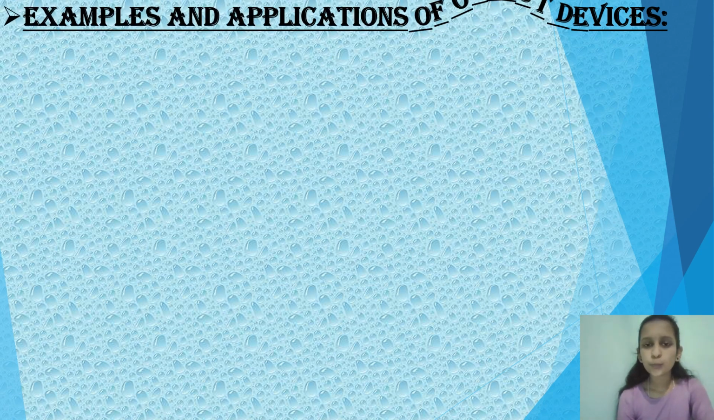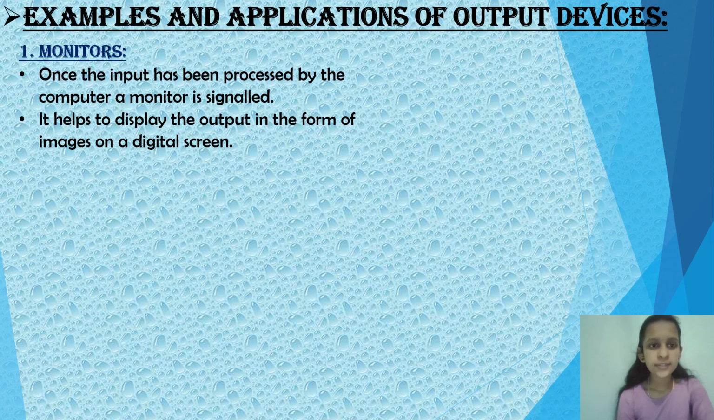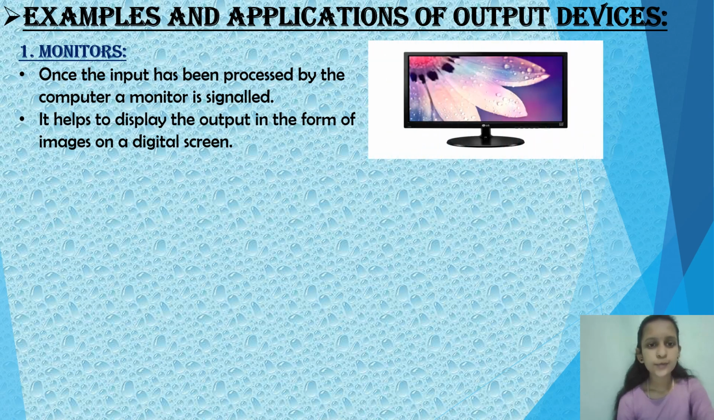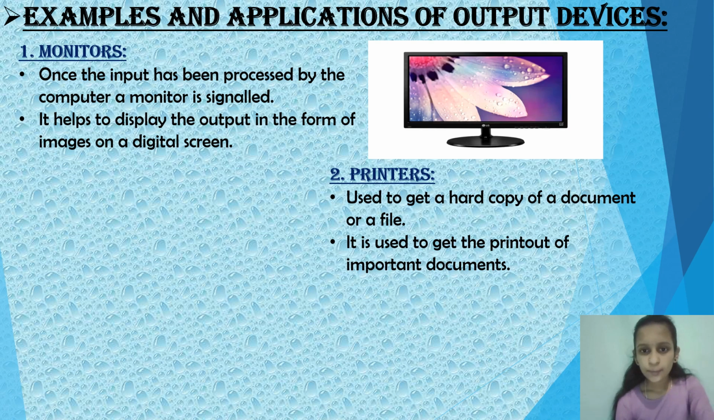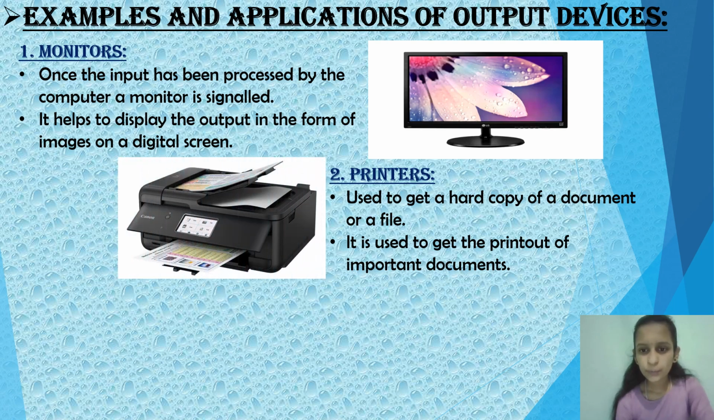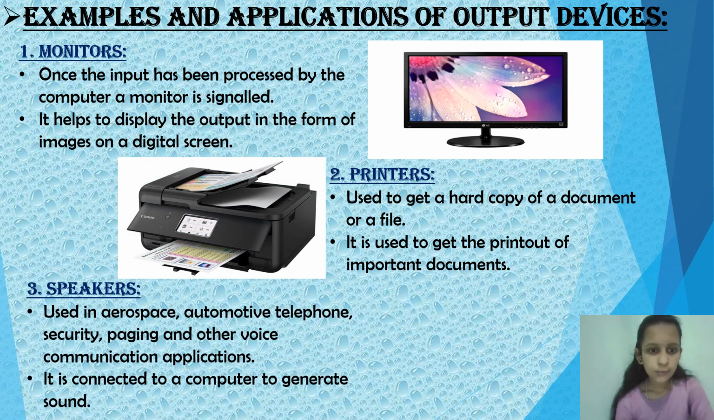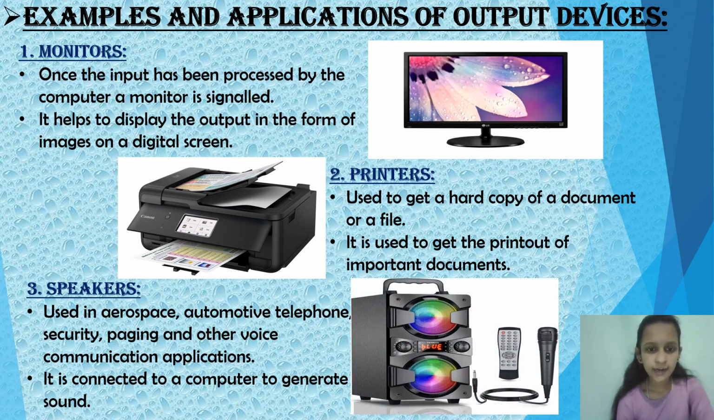When it comes to the output devices, there are many examples such as monitors. Once the input has been processed by the computer, a monitor is signaled. It helps to display the output in the form of images on a digital screen. Printers. It is used to get a hard copy of a document or a file. It is used to get the printout of important documents. Speakers. Used in aerospace, automotive, telephone, security, packaging, and other voice communication applications. It is connected to a computer to generate sound.